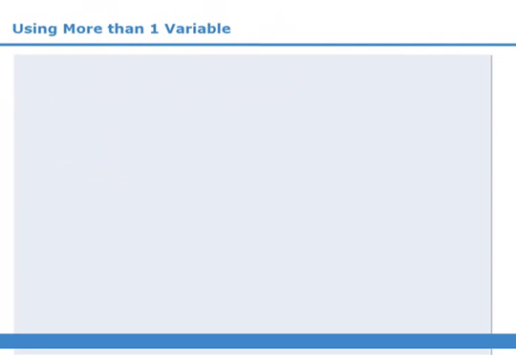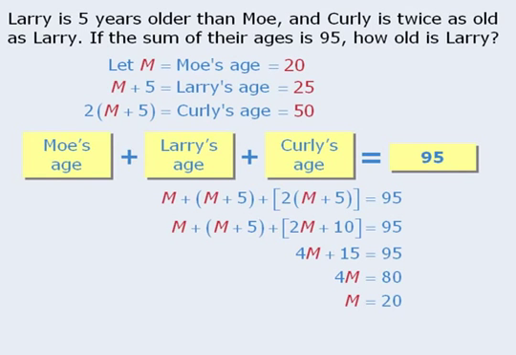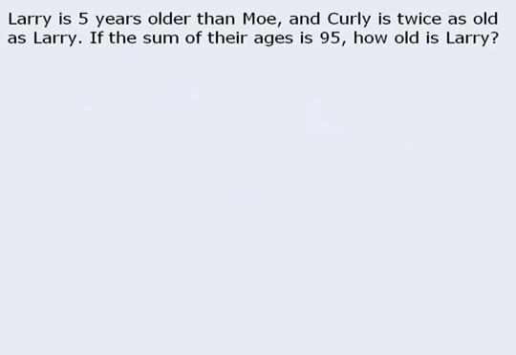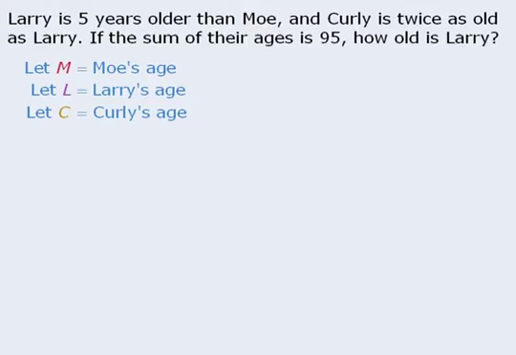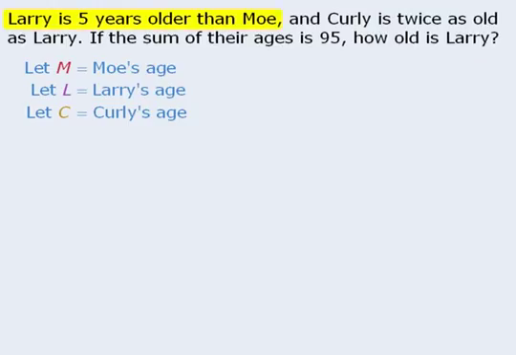Alright, now let's examine another question from a previous lesson. In this question, we are given information about the ages of Larry, Moe, and Curly, and we want to find Larry's age. Now, in the previous lesson, we solved the question using one variable. Now let's solve it using more than one variable. So let's let M represent Moe's age, let L represent Larry's age, and let C represent Curly's age. Since we have assigned three different variables, we will need three different equations in order to solve for each of these variables.